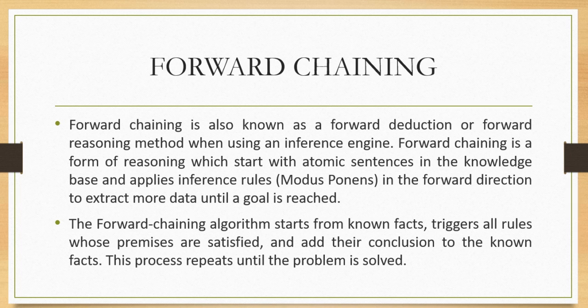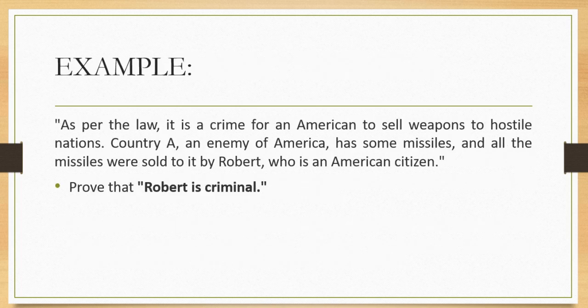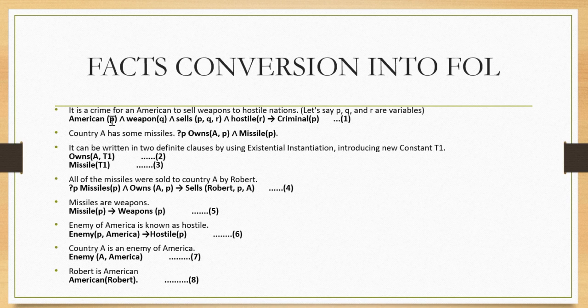So I will solve a problem example. This is the fact they have given. We have to prove that Robert is a criminal. First, we have to convert all the facts into FOL, first order logic. It is a crime for an American to sell weapons to hostile nations. We can add the variables where we want.